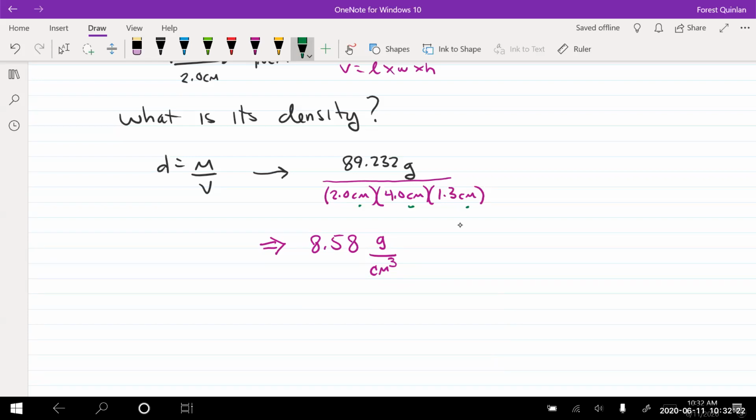But how many sig figs should we have at the end of the day? 2. 2, because of these guys right here. We only have 2 sig figs sitting right there. Actually, all 3 of them are only 2 sig figs. So this will now become 8.6.